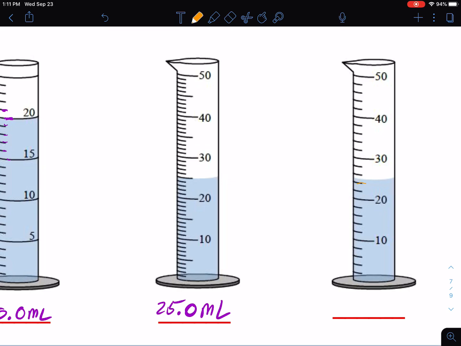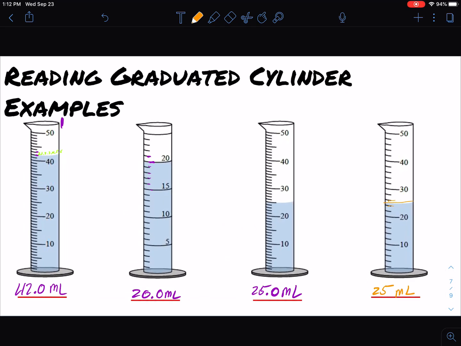Well, it's in between 24 and 26. What's in between 24 and 26? 25. Notice how I didn't say 25.5. We don't know where 25.5 is. We just know in between here is 25. So if it goes up by 2s, you get no decimal places in the answer, and it's just 25 milliliters. That's how you read the graduated cylinders.